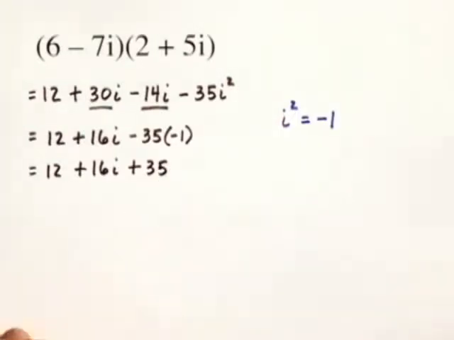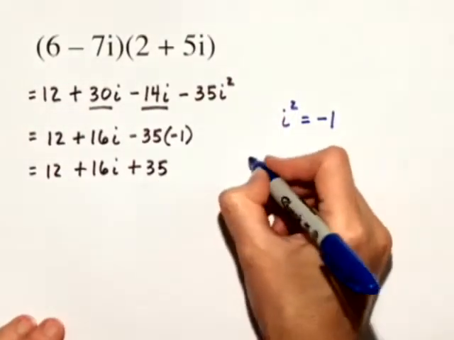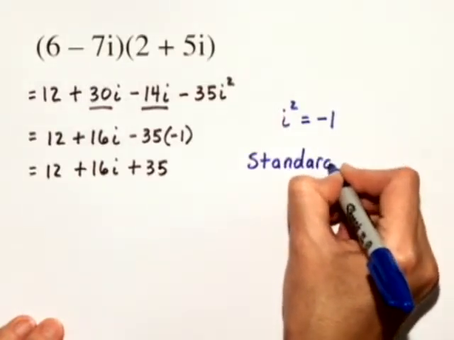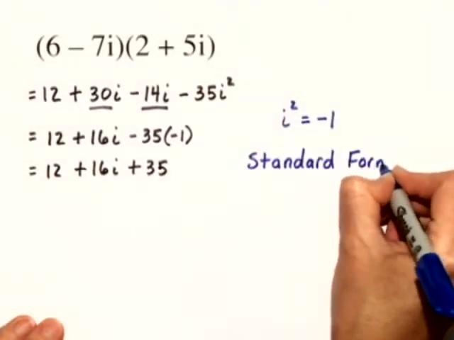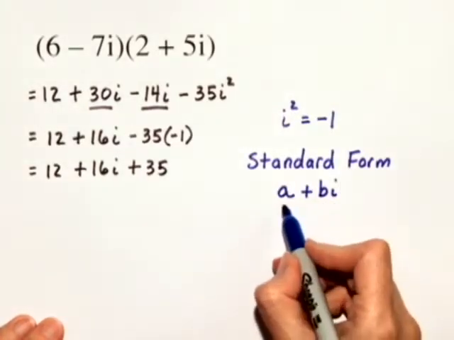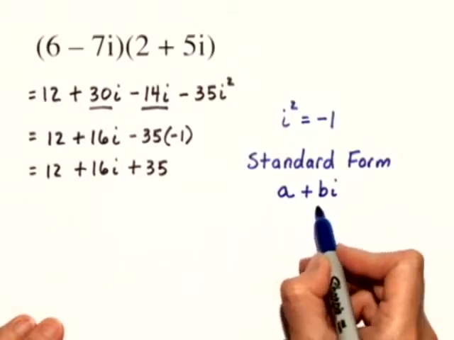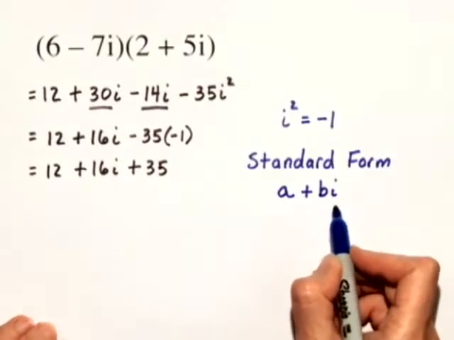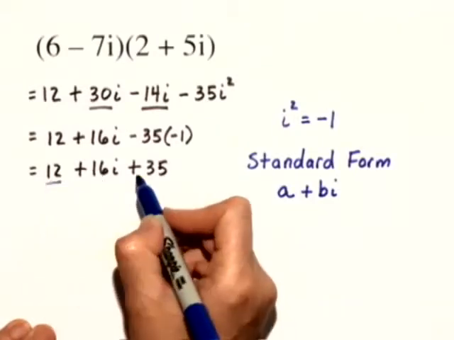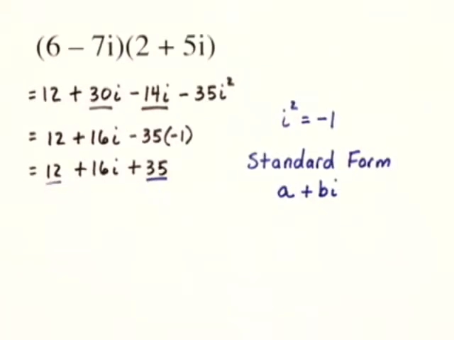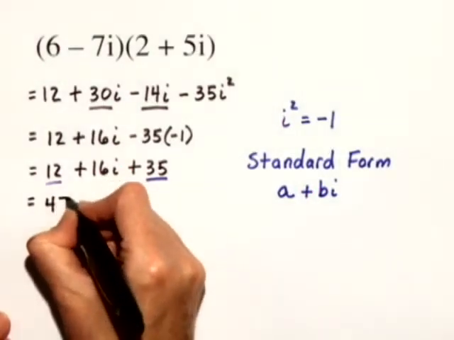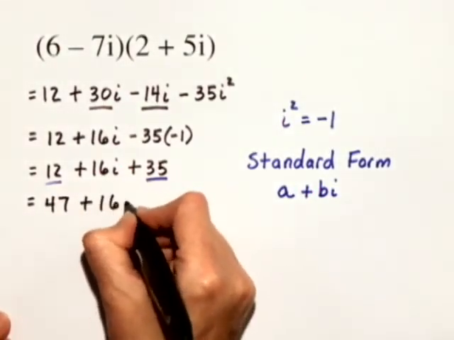Now we almost have it written in standard form. Remember, standard form for a complex number looks like this. We have a plus bi, where a is the real part of our complex number and the bi represents the imaginary part. So in order to write this in a plus bi form, I just combine the 12 and the 35, and 12 plus 35 is 47, so we get 47 plus 16i.